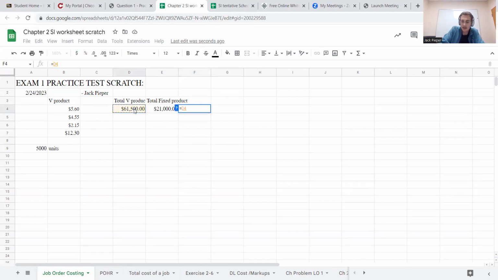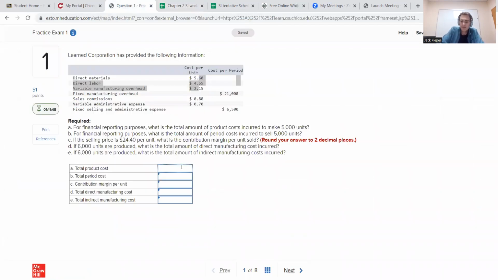So 61,500 plus the 21,000, that'll be 82,500. Okay. Total period cost would just be all of your period costs. So I'll go over them right here. I won't do them, but it'll be your sales commissions, your variable administrative expenses, and your fixed selling administrative expenses at the activity level of the 5,000 units, which it says right here. Okay, so that would be our answer here.